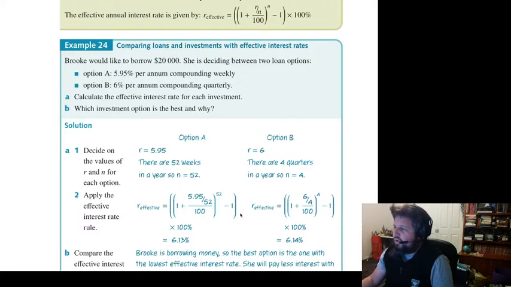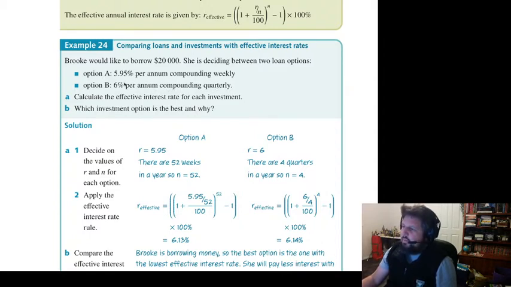Oh, it's Brooke. She wants to borrow $20,000. Yep. And she's decided she has to decide between two loan options. Yep. So they're presenting Brooke with these two options. She needs to decide which is the better investment. Yep. So option A, they're telling her that she can get 5.95% per annum compounding weekly. Yep. Alrighty. So again, that's what it is per year, but there is a compounding part where it's compounding weekly, not compounding annually. Yep. This one here is 6% per annum, and it's compounding quarterly.